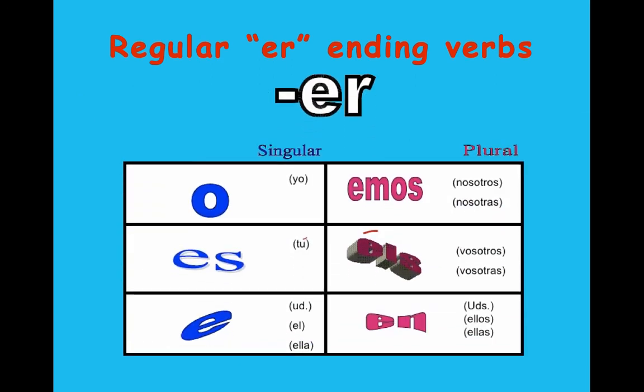Here it is again in a table format. For the yo form, let's go back to beber. We remove the ER ending: yo bebo. Tú bebes. Él o ella o usted bebe. Nosotros o nosotras bebemos, vosotros o vosotras bebéis, and then ustedes, ellos y ellas beben. Okay?